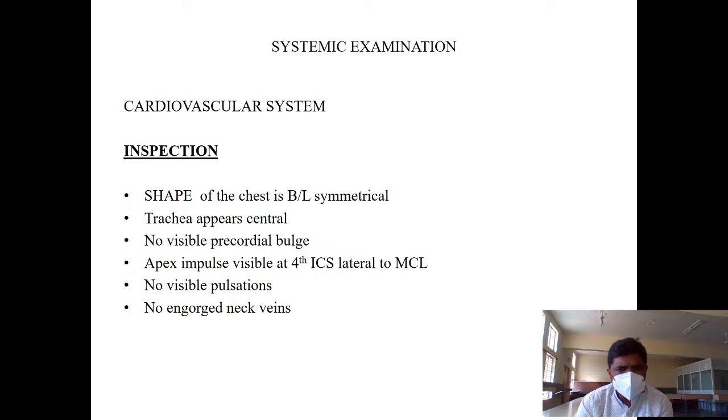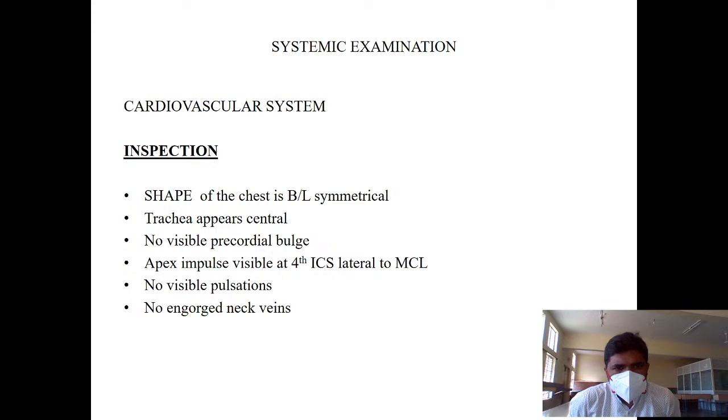So here the child is not having any precordial bulge, and the apical impulse is visible at the fourth intercostal space lateral to the mid-clavicular line. So in fact it has to be the sixth intercostal space, lateral to the mid-clavicular line. No visible pulsations, no engorged neck veins. So what is the importance of tracheal position? You are looking at the cardiovascular system, so why do you need to talk about the tracheal position?